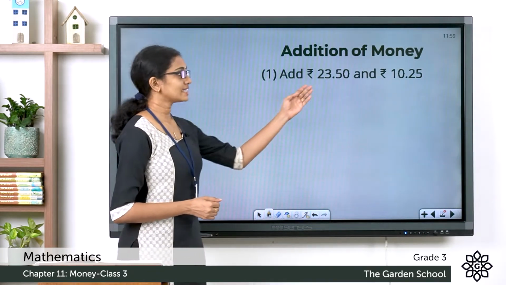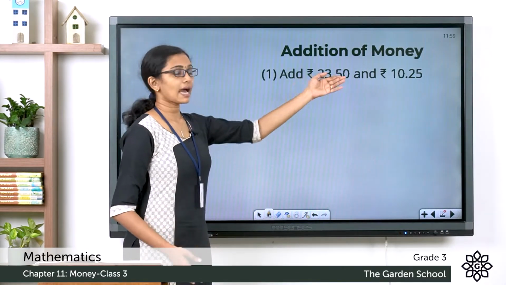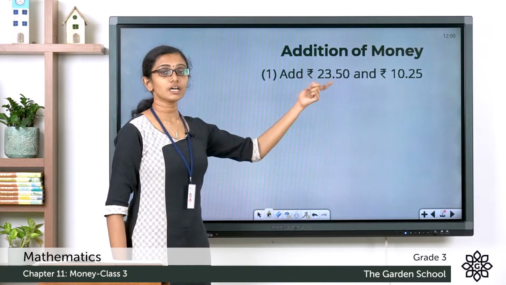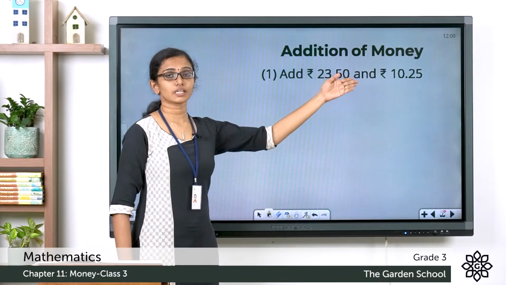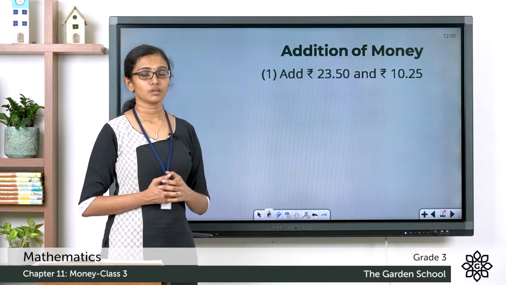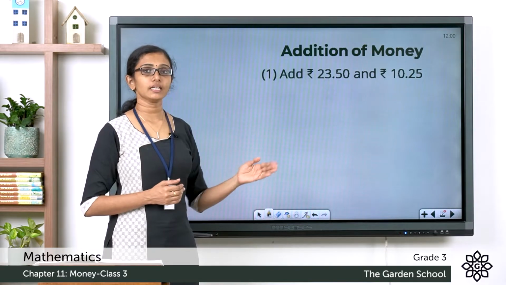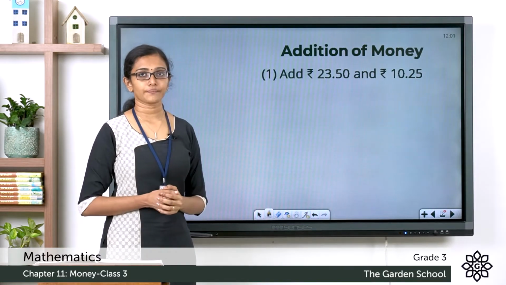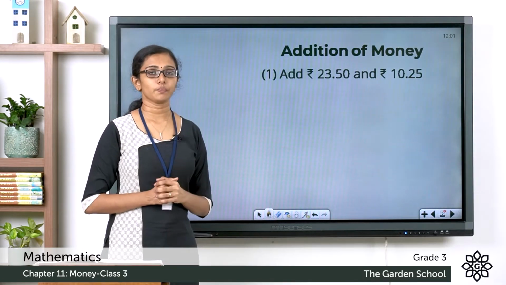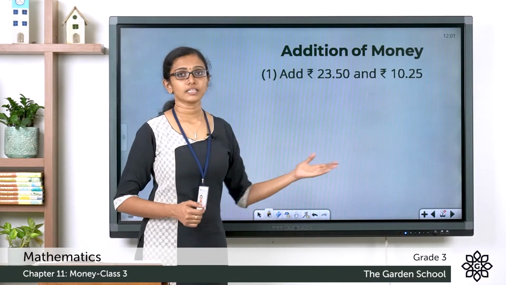Here you can see money is expressed in short form, and in short form we separate the rupee and the paise part with a dot in between. The number to the left of the dot is the rupee part and the number to the right of the dot is the paise part. When you are asked to add two amounts, for ease of addition you can separate the rupee part and the paise part and then add each of the columns separately. But keep in mind that when you are adding money, 100 paise will make 1 rupee. We will see that in our calculations. So let's see how we can add these two amounts.